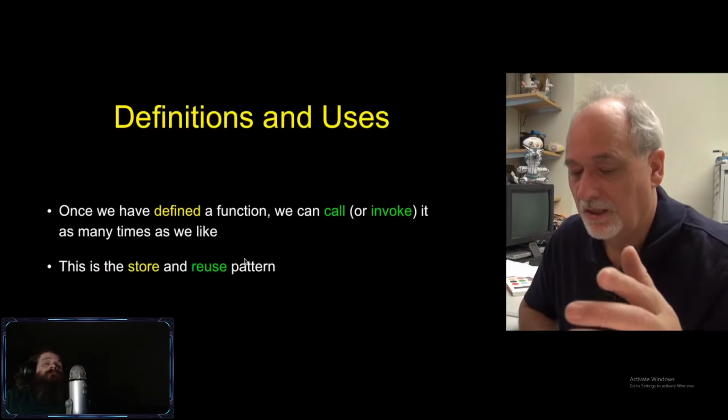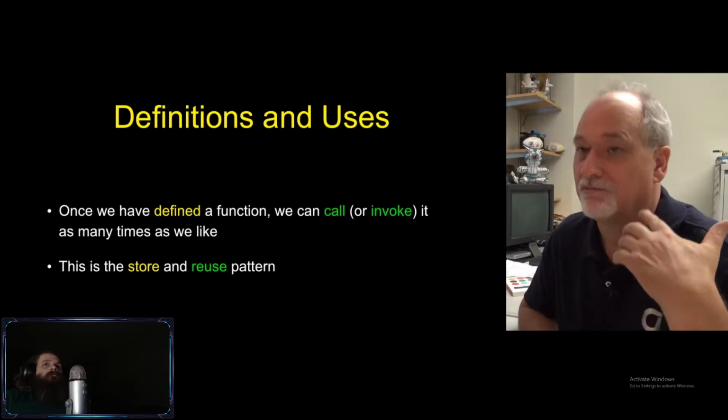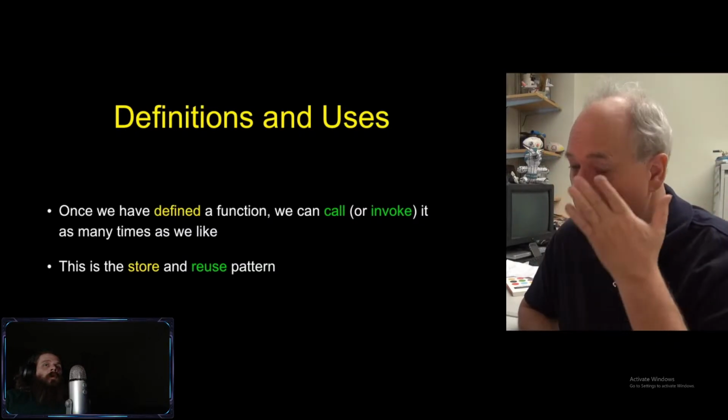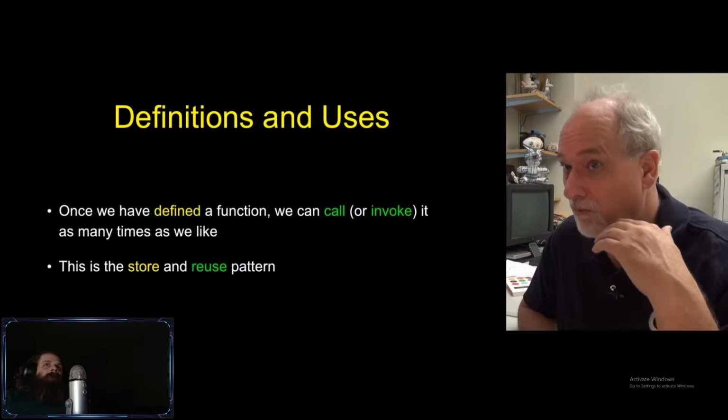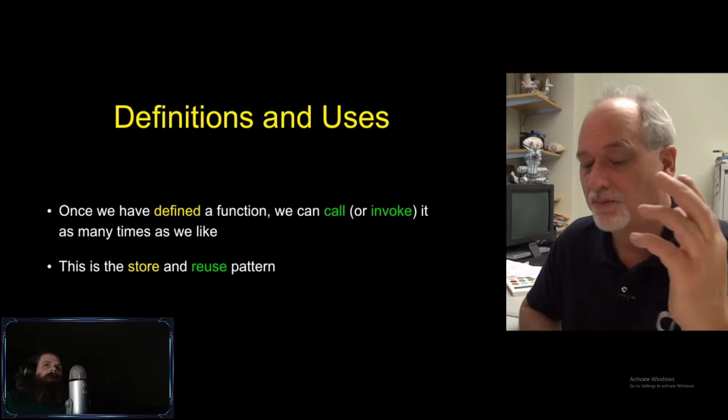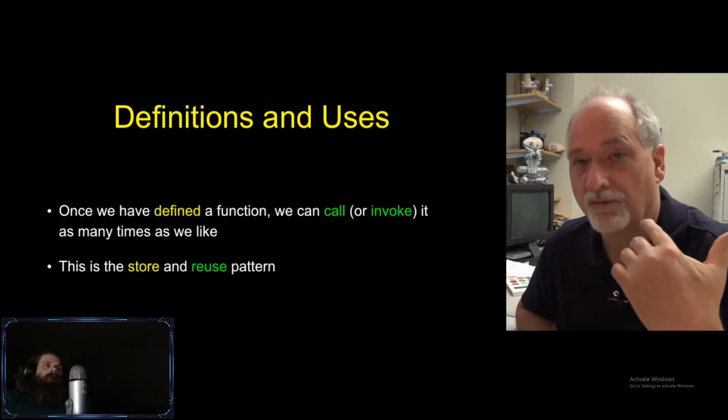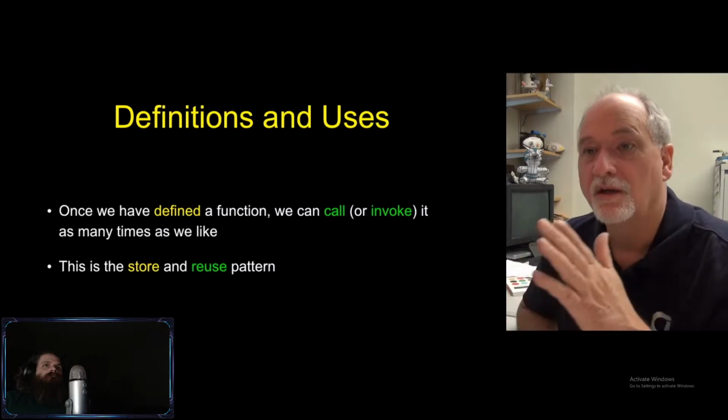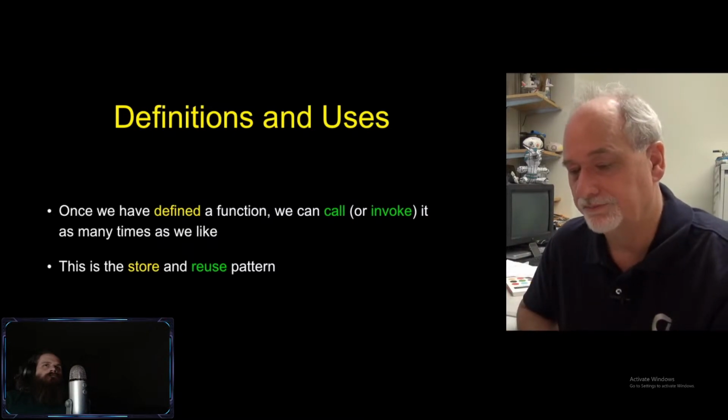So let's take a look at how you invoke a function, right? You define it and then you use it. Sometimes you define it once and use it once, but more commonly you define it once and use it more than one time. Again, the store and reuse pattern. The def is the store and the invoking is the reuse.